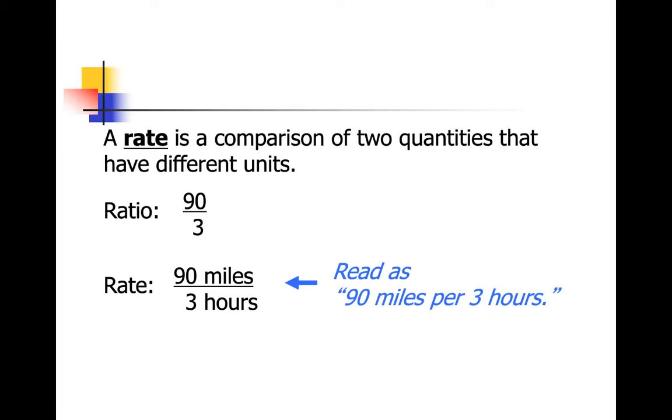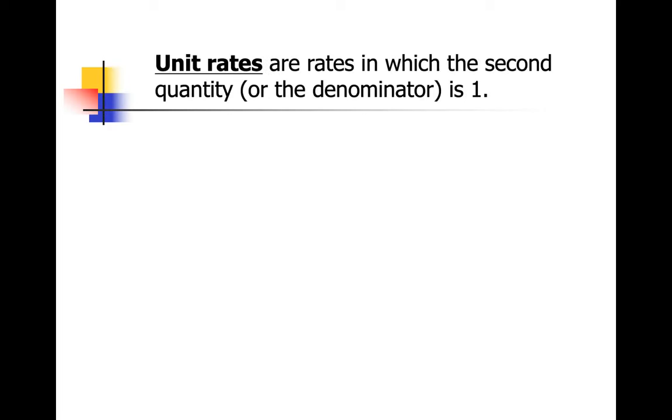So what does this help us with? What does this mean? Well, let's look into unit rates. We know what a rate is. A rate was a comparison of two quantities that have different units of measurement. A unit rate, however, is a rate in which the second quantity or the denominator is 1. Okay. When we're talking about unit rates, we're talking about per 1 unit of something.